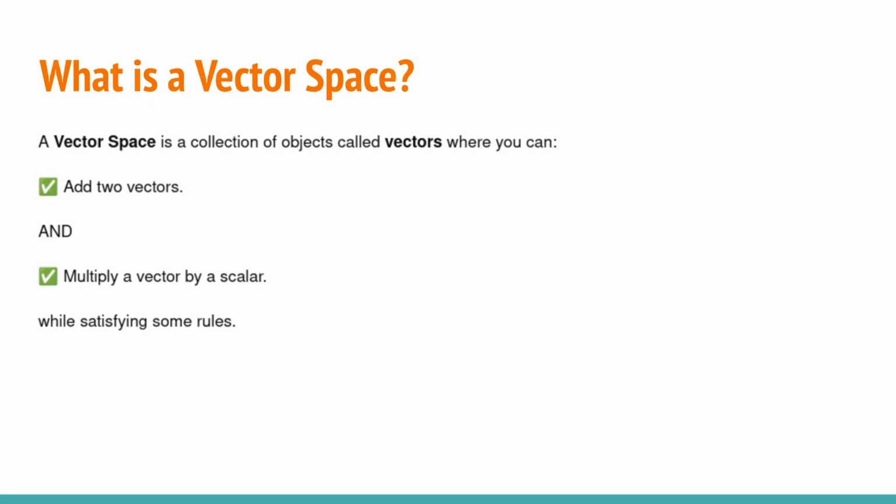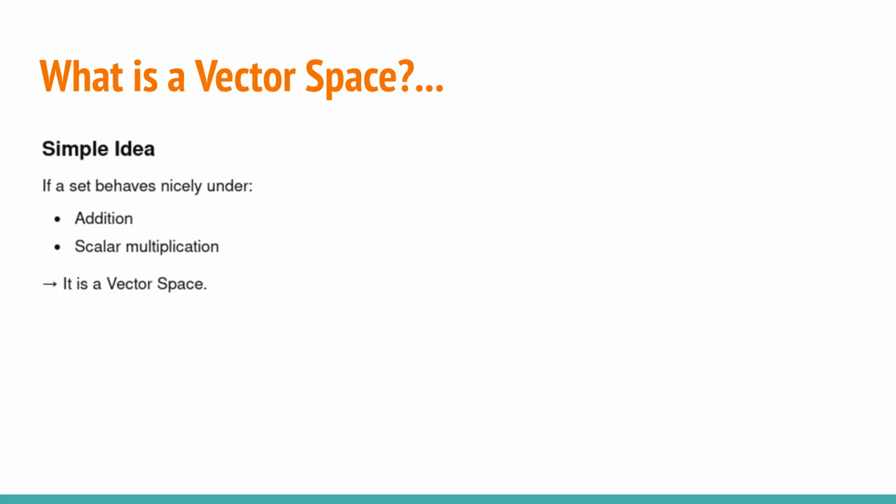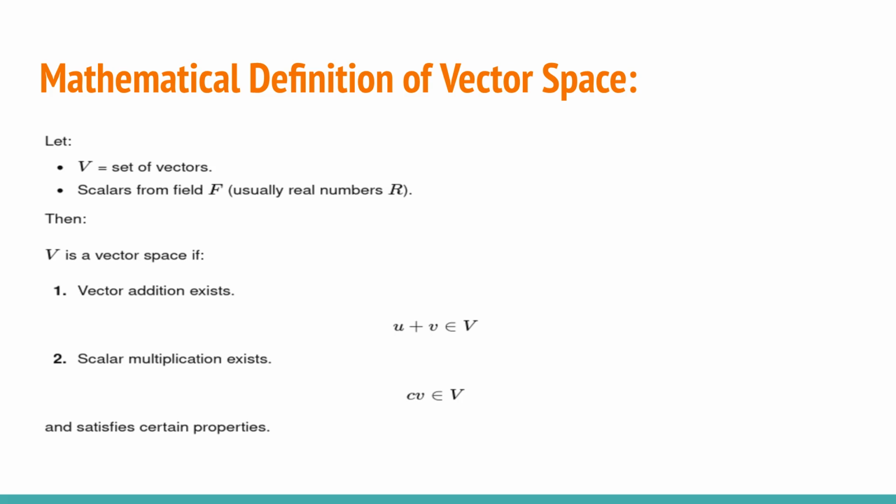So what exactly is a vector space? It is a collection of objects, known as vectors, where you can add two vectors and multiply a vector by a scalar, all while satisfying certain rules. The simple idea is that if a set behaves nicely under both addition and scalar multiplication, it is considered a vector space. Mathematically, a set of vectors V with scalars from a field F is a vector space if vector addition and scalar multiplication exist and satisfy certain properties.